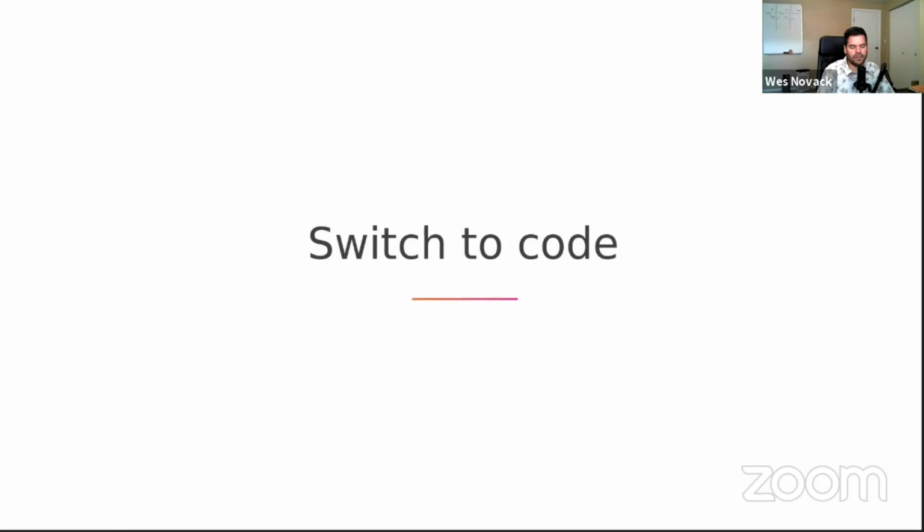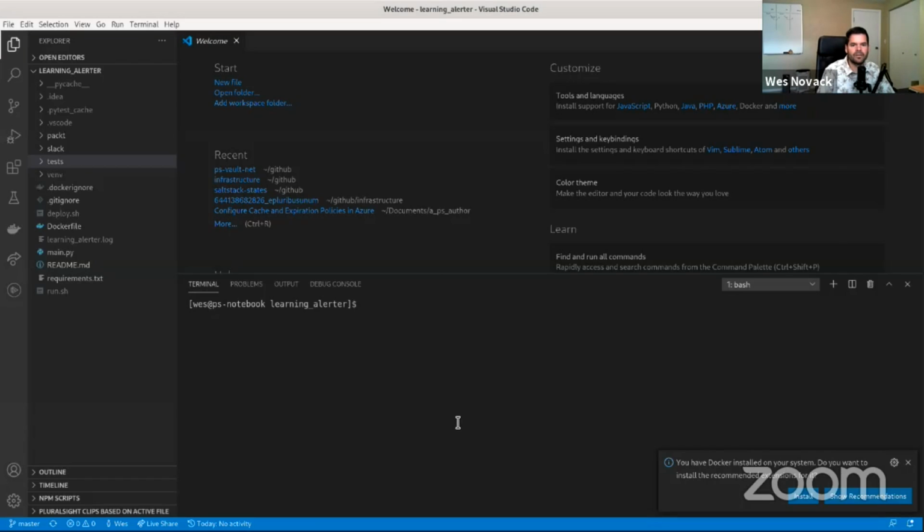And again, I'm going to be going through Python code for the majority of this presentation. So I'm switching here to Visual Studio Code, which is one of my preferred code editors. And I've got my Learning Alerter repository open here. One of the first things we can look at is the tree structure of my code base to give you an idea of what this looks like.